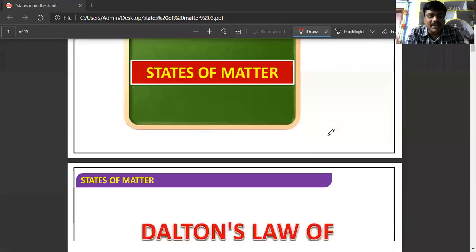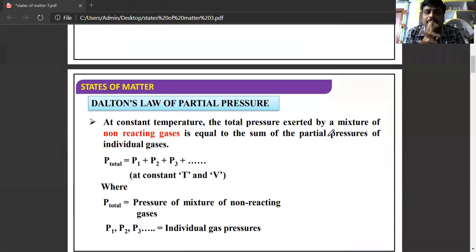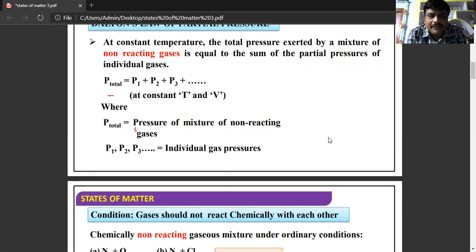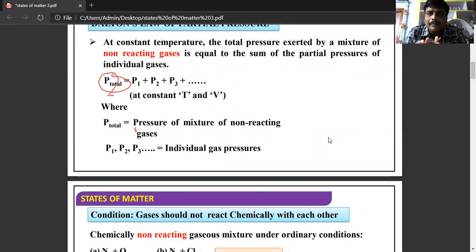So dear students, in this class, we discuss Dalton's law of partial pressures. The statement says that at constant temperature, the total pressure exerted by a mixture of non-reacting gases is equal to the sum of the partial pressures. The partial pressure is nothing but the pressure of an individual gas. So P total is nothing but the sum of the pressures.